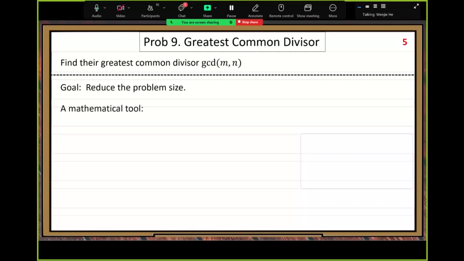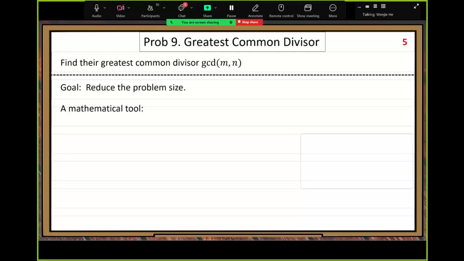Reduce the problem size. To find a solution, we want to reduce the problem size. But the question is, how to reduce the problem size? And when you reduce the problem size, you need some tool. You need some tool to do it.